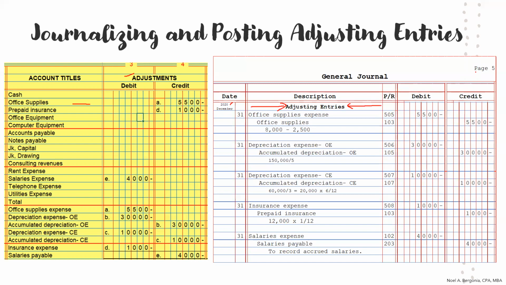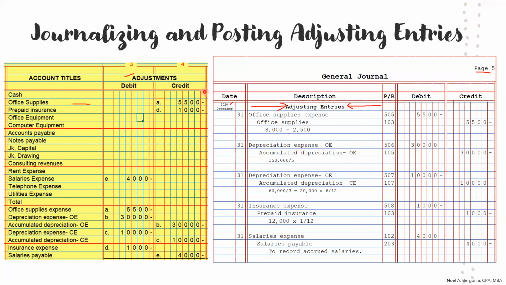We show the year and month because we have used another page. But if this follows the usual entries, there is no need to write the year and month. So the rules in journalizing still apply. The only addition is the words "adjusting entries" there. And then we transfer the adjusting entries to our journal.